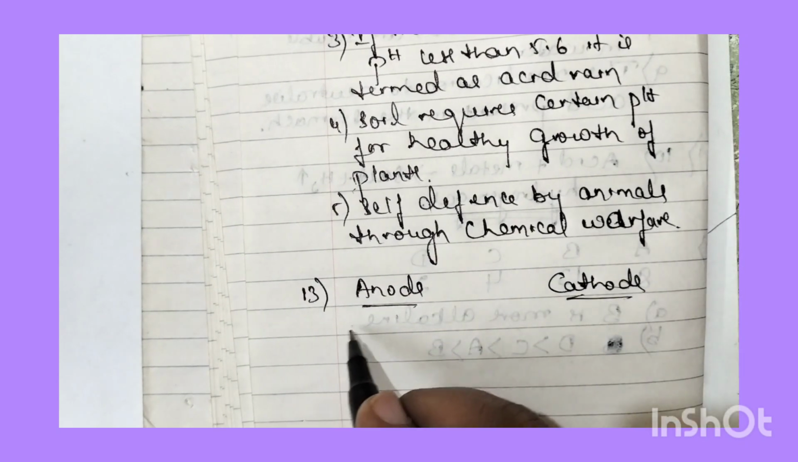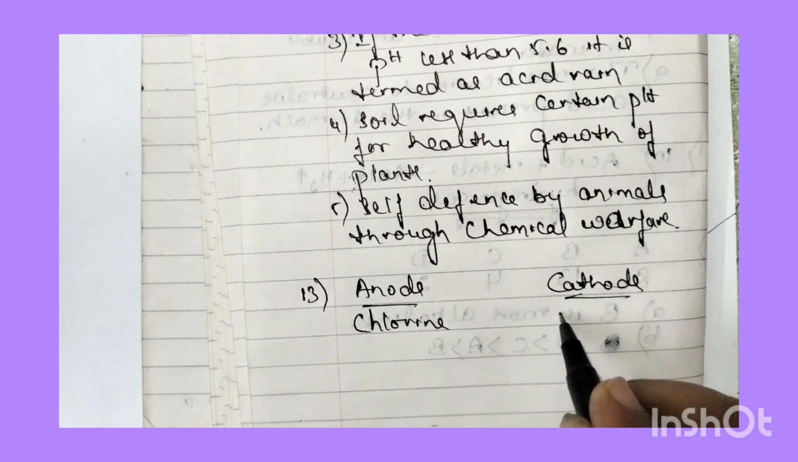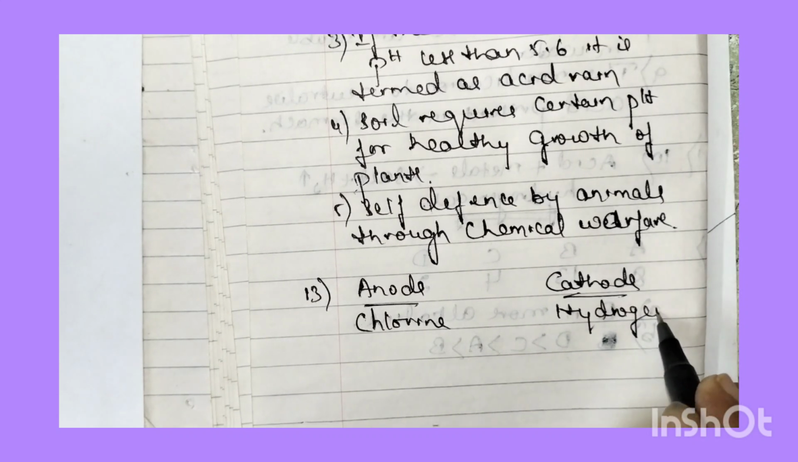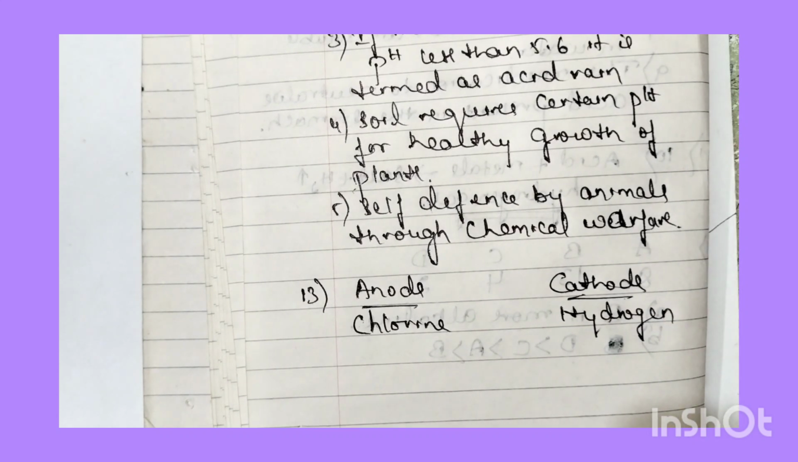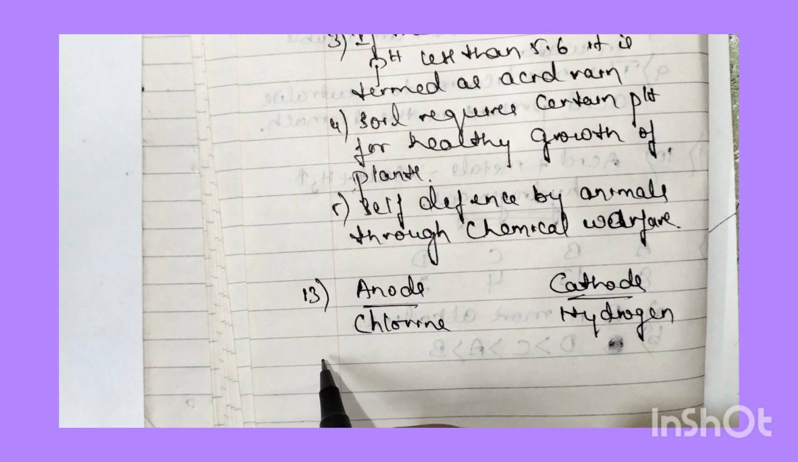So the gas collected at anode will be chlorine. So chlorine gas is collected. At cathode, hydrogen is collected. So hydrogen gas is collected at cathode and chlorine gas is collected at anode. So at cathode hydrogen is collected, and at anode chlorine will be collected. So now let us make a list of uses of chlorine gas.